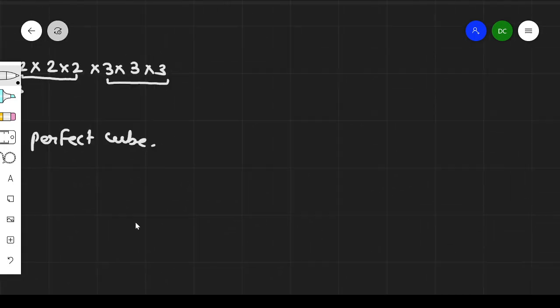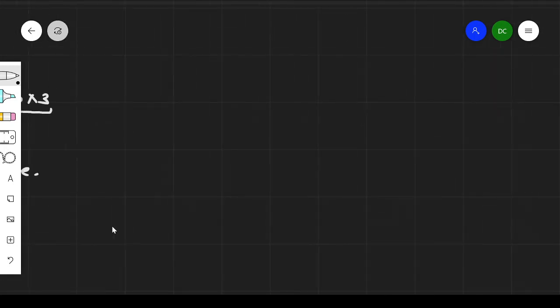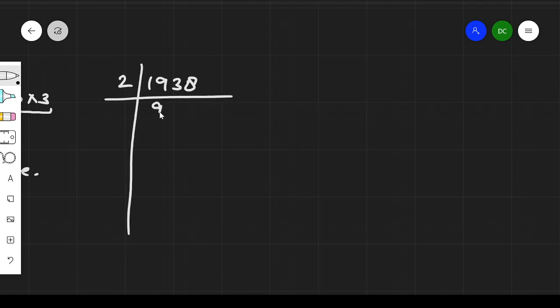Like one more example, if we take 1938 and we have to check whether this is a perfect cube or not. So, what we will do? We will get the prime factorization of this. 2 9s are 18, 2 6s are 12, 2 9s are 18. Now, it is not divisible by 2, I think. Okay. So, it is divisible by 3. 3 3s are 9, 3 2s are 6, 3 3s are 9. Now, it is not divisible by 3.